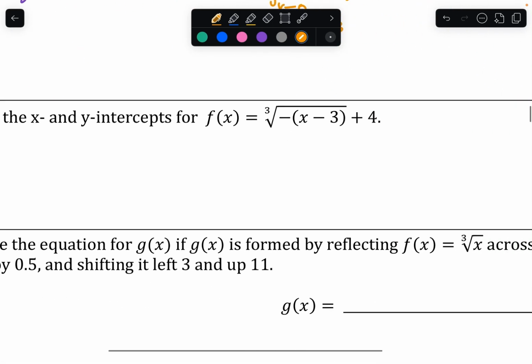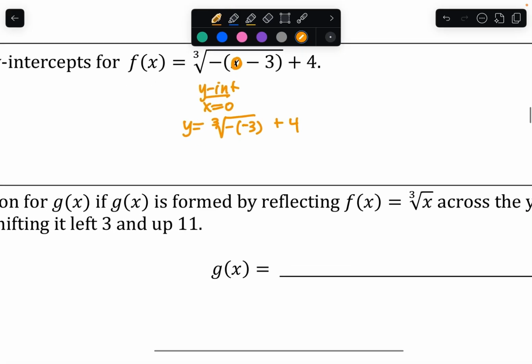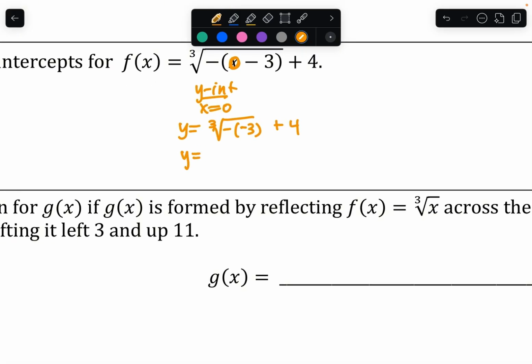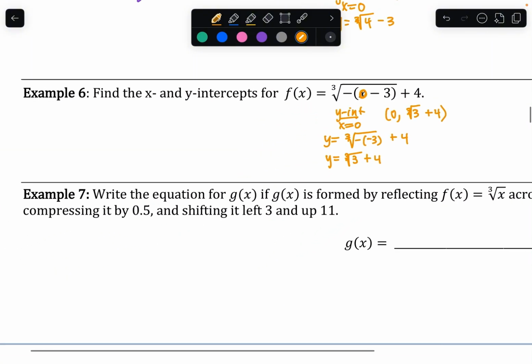Okay, let's go ahead and do example 6. Okay, so once again, for the y-intercept, you plug in 0 for the x. And so y equals the cube root of negative 0 minus 3 is negative 3, and then a plus 4. Don't lose that first negative, because then the negative cancels, and so I just have cube root of positive 3 plus 4. If that 3 were a perfect cube, I would not leave it in terms of cube root, so just double check that.